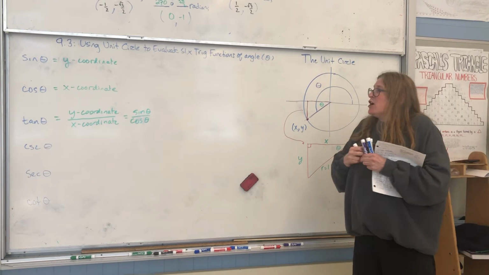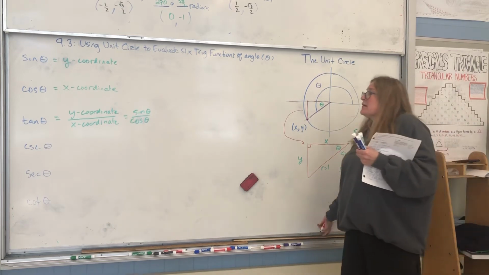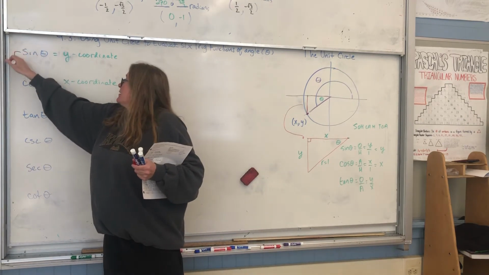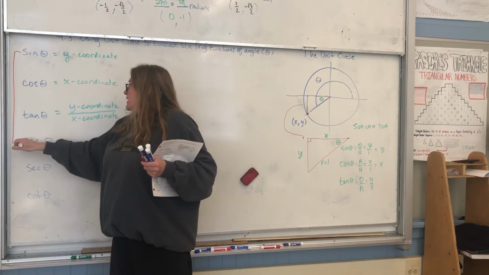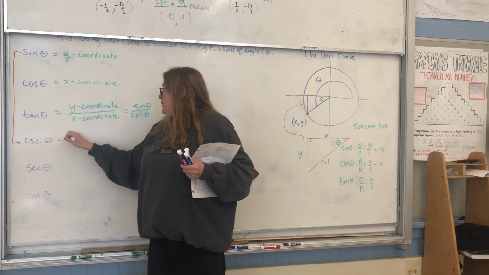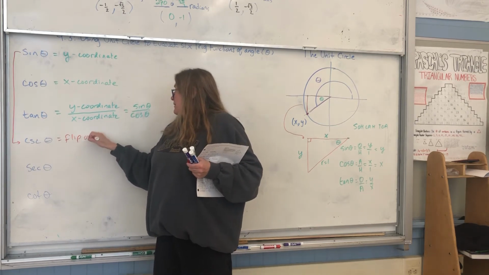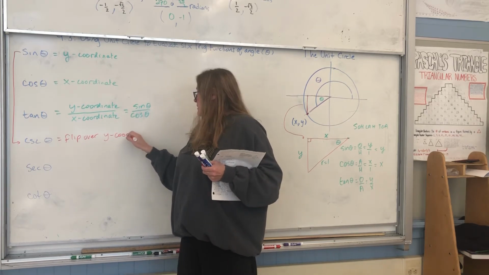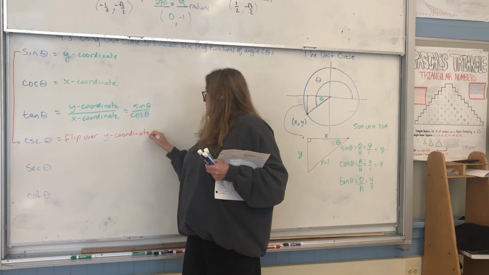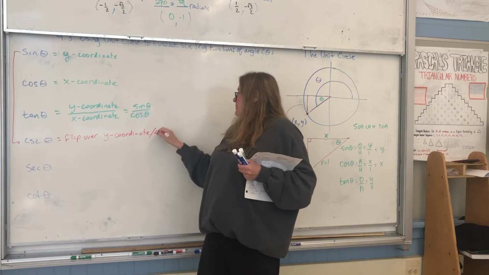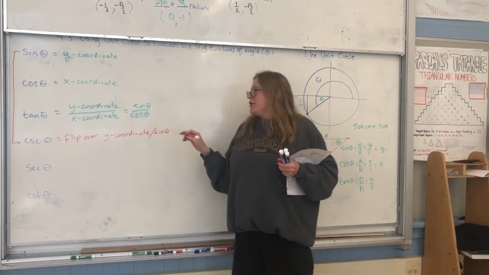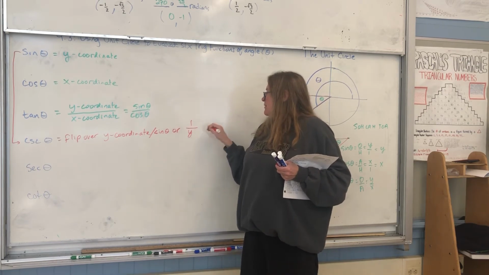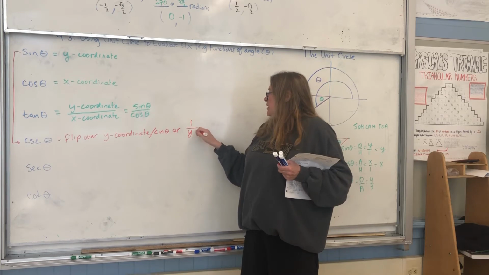Okay guys, remember the reciprocal trig functions. If I want to find the cosecant of an angle, what I'm going to do, if I flip sine over, I'm going to get cosecant. So I can flip over the y coordinate to get cosecant. Or the y coordinate is the same thing as sine. Or you can think of it as 1 over y. Right? 1 over the y coordinate.